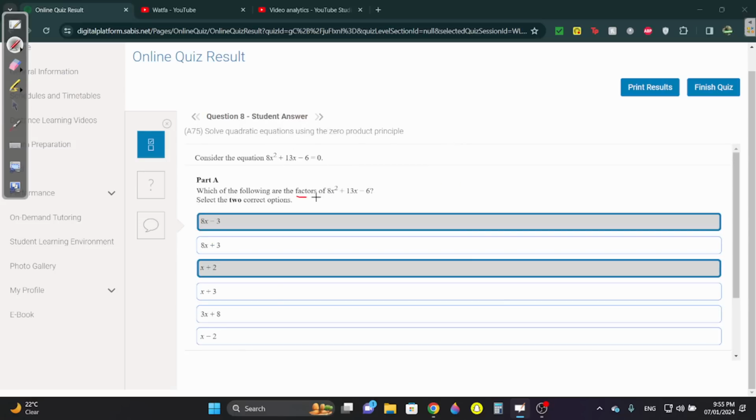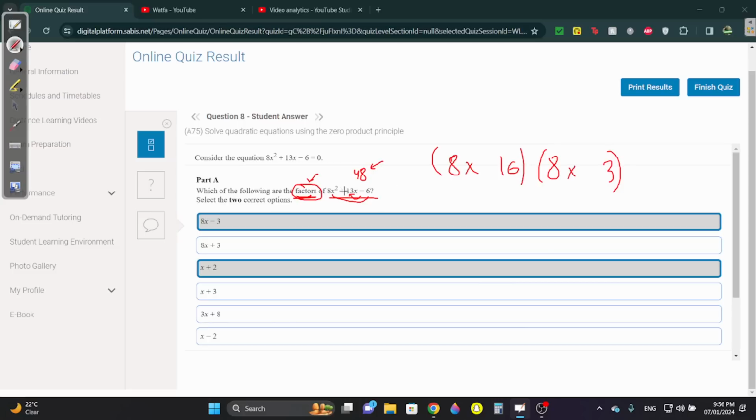Which are the factors of 8x squared plus 13x minus 6? They're literally telling you factors. To factor, 8 times 6, I tell you multiply the first number by the last number, you get 48. Which numbers, when you multiply them, you get 48, but when you subtract them, you get 13? I think it's 16 and 3. Yeah, 16 and 3.